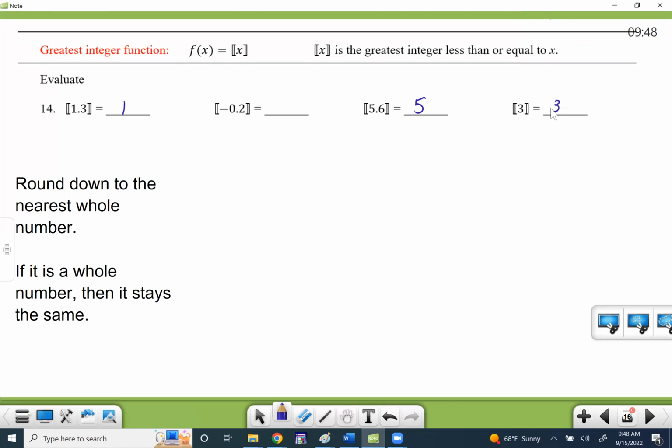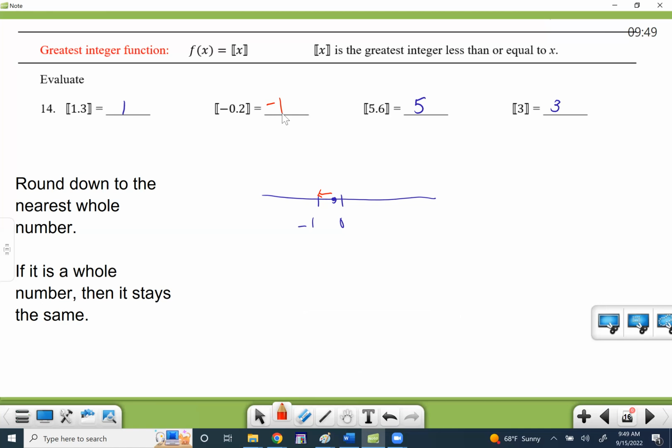Now, negatives can be tough. These are hard, right? You got to think about these. So let's say this is 0, and this is 1. Negative 0.2 would be like right here. So if I was going to round down, remember, rounding up would be going to the right. Rounding down would be going to the left. So the nearest one would be -1.